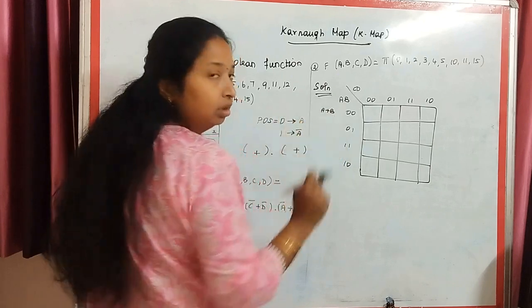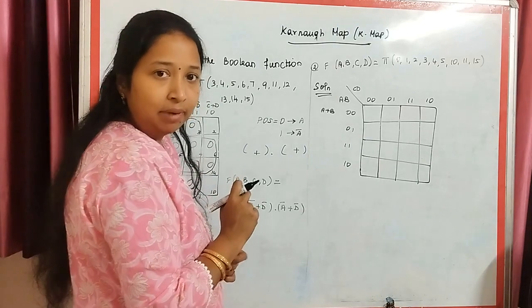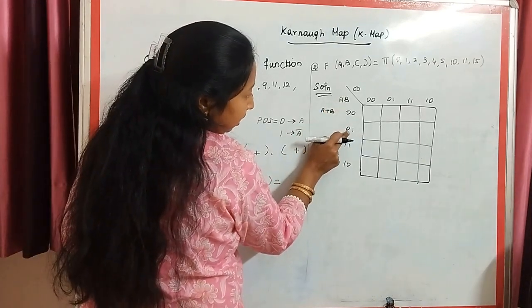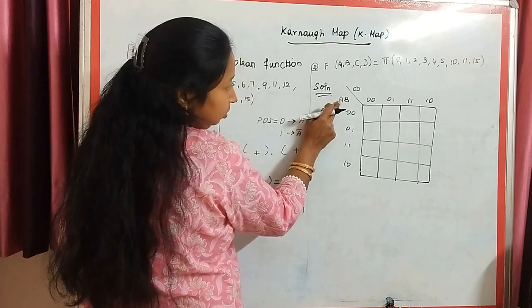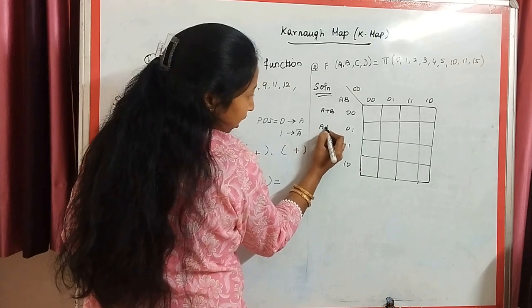So I've written B here. Clear? Now, since it is a sum term, I've given plus. Now for this, can you tell me, for the first variable, it is 0. 0 corresponds to A, and in POS, 0 corresponds to the actual variable. So you'll be writing A.